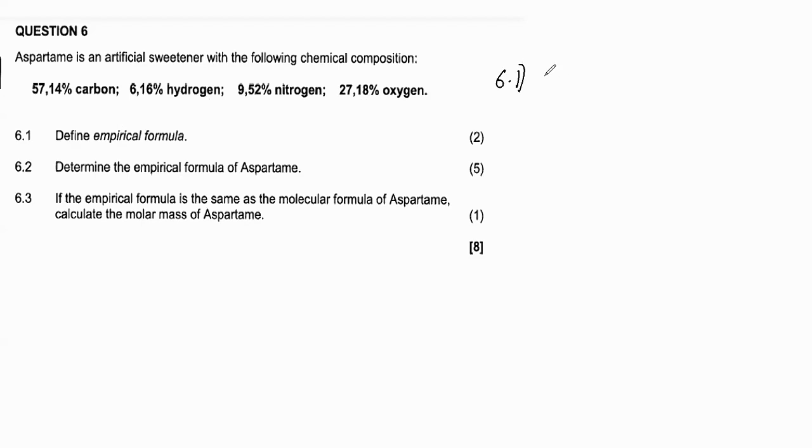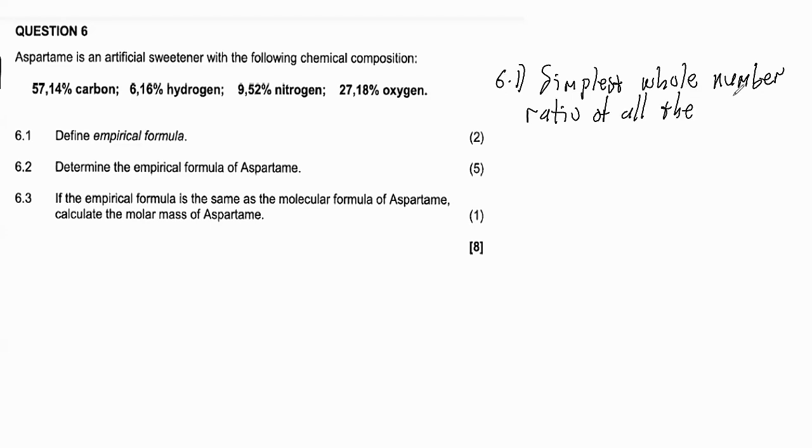So quickly on that, we say empirical formula is the simplest whole number ratio of all the elements in a compound. Right. So that's what empirical formula is. It's the simplest whole number ratio of all the elements in a compound.